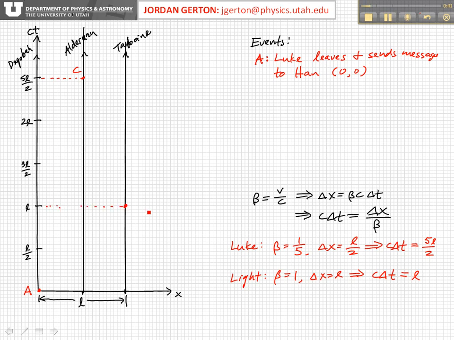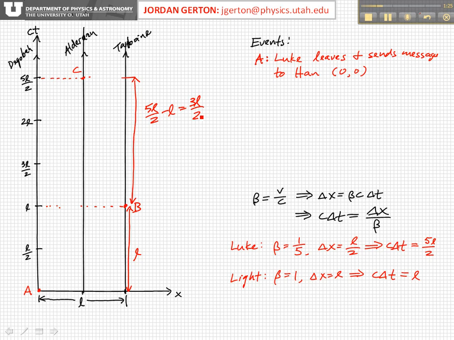Sorry about that. So let's call that event B. Okay. So now we know that this is L. And this distance is 5L over 2. And so what we know is that this time coordinate here is equal to 5L over 2 minus L, which is equal to 3L over 2. So this is essentially the amount of time that Han has to be able to get from Tatooine to Alderaan.